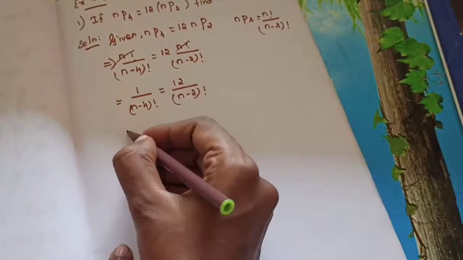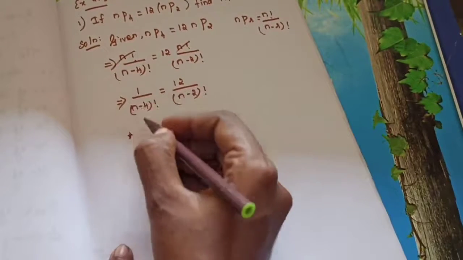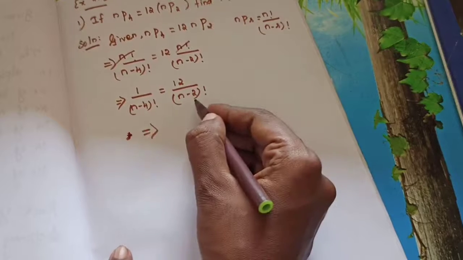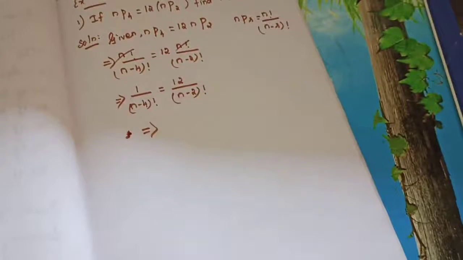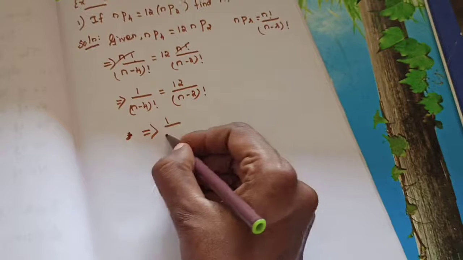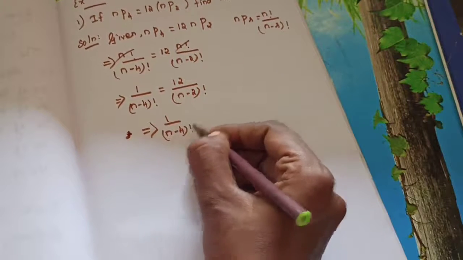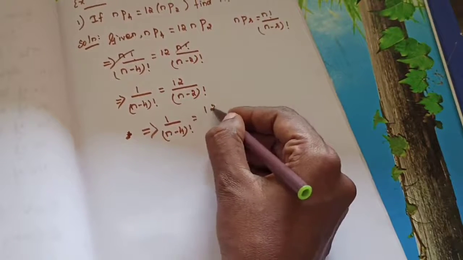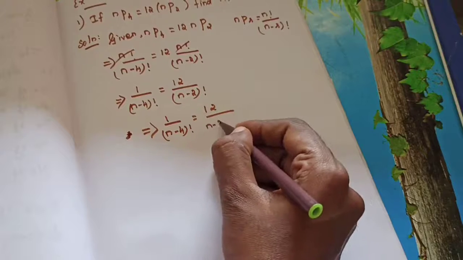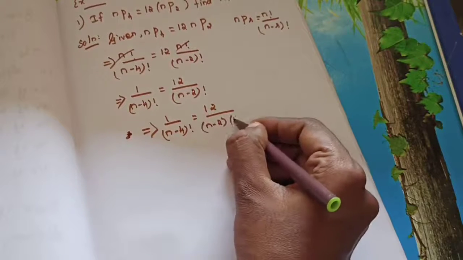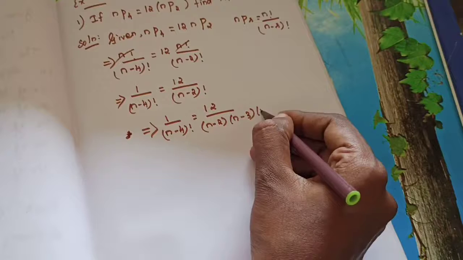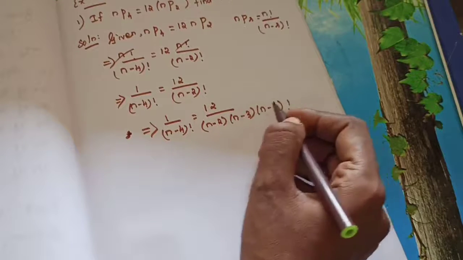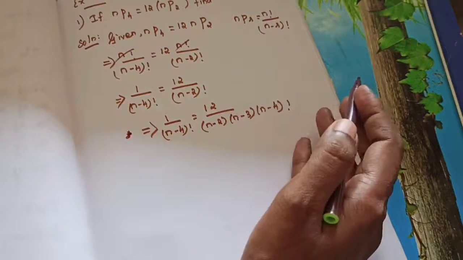So that is equal to, which implies we can make this in the form of N minus 4 factorial. How will you make? I already taught you. So 1 by N minus 4 factorial, how will you write it in the form of N minus 4 factorial? N minus 2 into N minus 3 into N minus 4 factorial. Then only both the terms you can cancel and simplify.